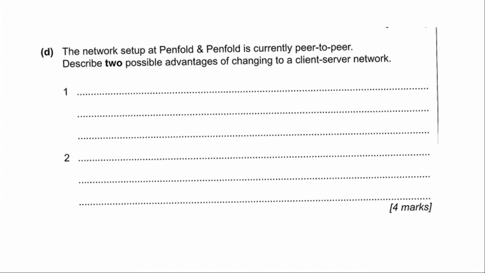So D, the network set up at Penfold and Penfold is currently peer-to-peer. Describe 2 possible advantages of changing to a client-server network. So a peer-to-peer network is where there's no central server. We don't store our data in one central location, and it's not managed centrally either. So in peer-to-peer, everyone's in charge of their own machine, and then you connect to each machine in order to access files, which you then have to set up.